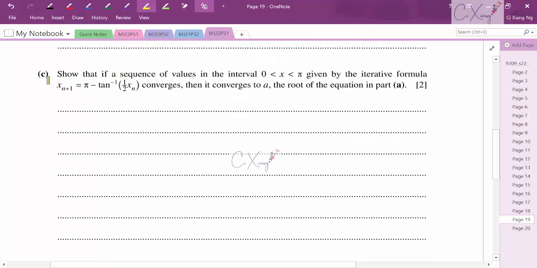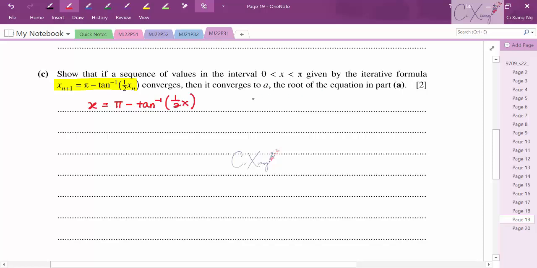For part C, they want us to show that a sequence of values in this interval, given by the iteration formula, converges to alpha, the root of the equation in part A. So maybe I want to rephrase this iteration formula. Ignore the n plus 1 and n. My iteration formula should look something like this.